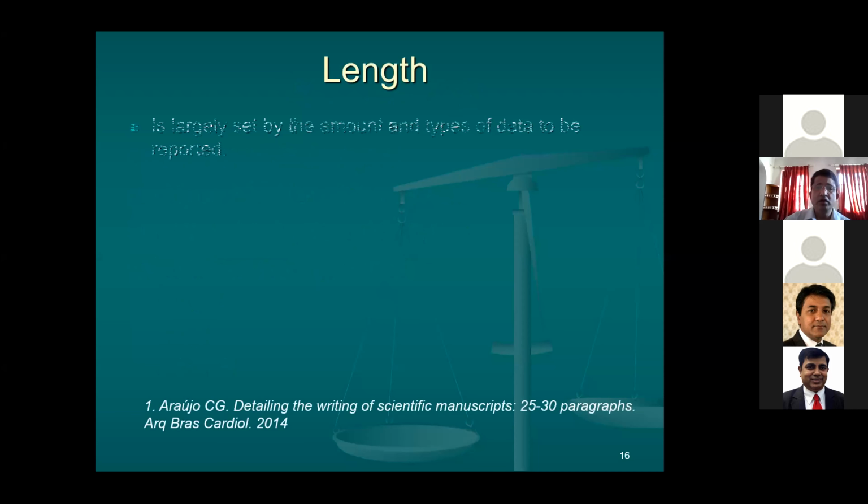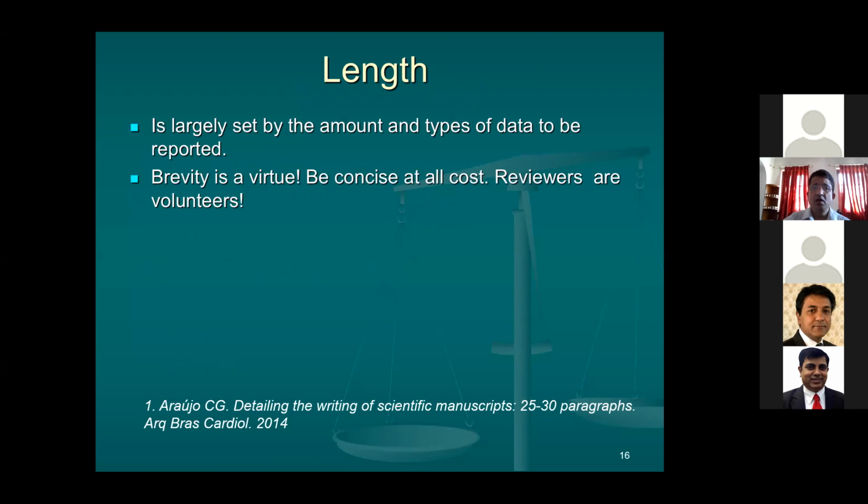Okay, how long should a result section be? It is largely set by the amount and the types of data to be reported and how big your results are. If you are reporting on a vaccine trial, then the result section tends to be very long. But if you are doing a simple retrospective study, looking at a particular one or two points, the length should be smaller. So there is no hard and fast rule. But remember, brevity is a virtue. Everybody is busy in this world at this time. So be concise at all costs. And reviewers are not paid. They are all volunteers.